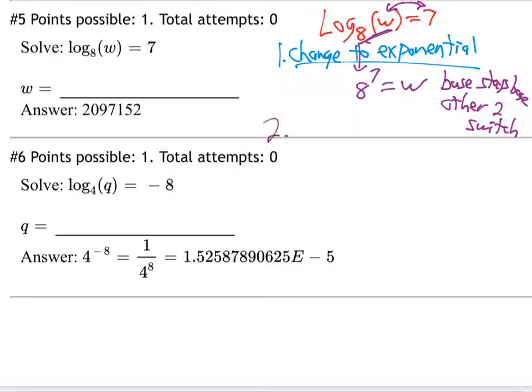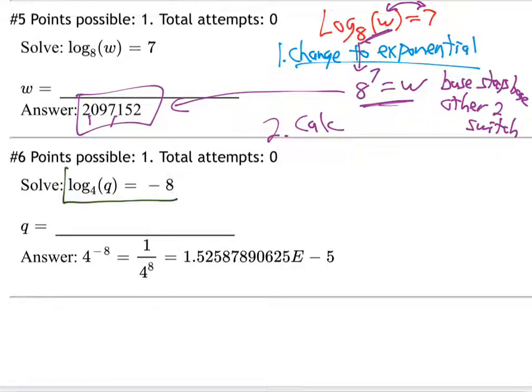Now, solve the equation. What do I mean solve? Well, take your calculator and take 8 to the 7th power, and you will get that. And that's our answer. That's what W equals, 8 to the 7th power. That big old number, what is it, 2,097,152. There we go.